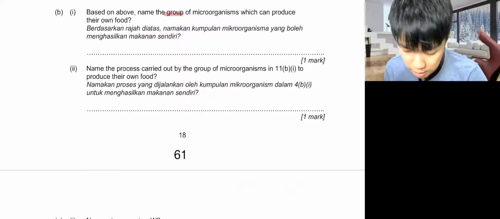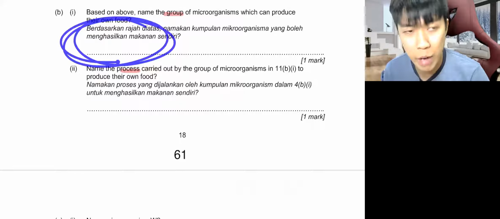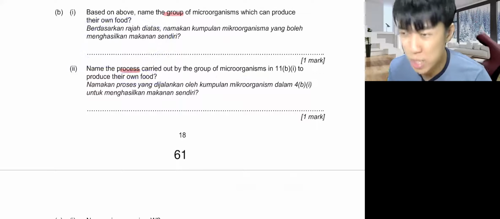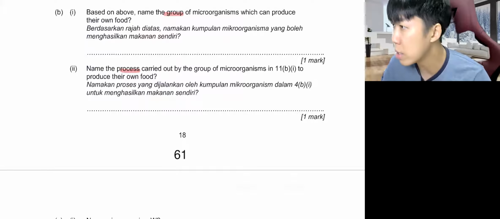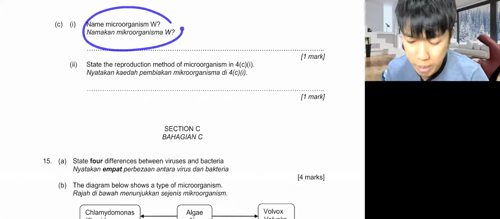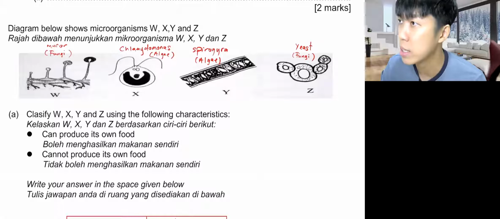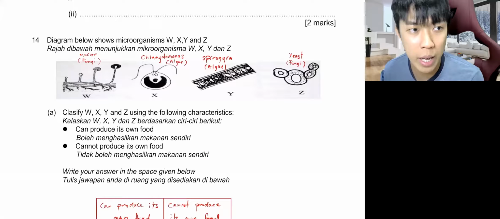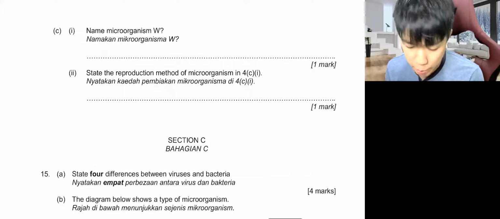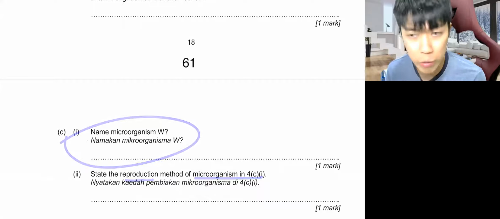Name the process carried out by the group in 11B1, that means this one, algae. Name the process carried out by algae to make its own food. So easy. Photosynthesis. Who doesn't know, you bite yourself. Photosynthesis. All right. Name microorganism W. Hello, so easy. Okay, mucor. Yeah, W, mucor. Okay, next one. Reproduction method of 4C1. What? 4C1, this one. Mucor reproduction.